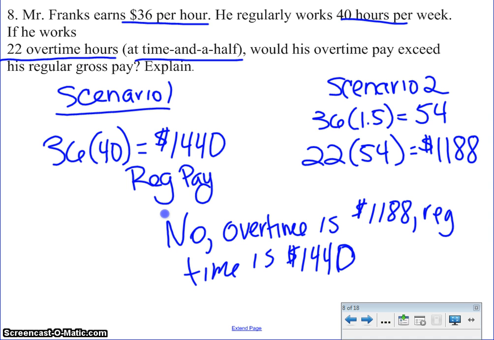If you just put yes or you just put no, then it will be marked half off. You do need to actually share the explanation here. So, would it exceed and explain? Make sure that you're doing both.